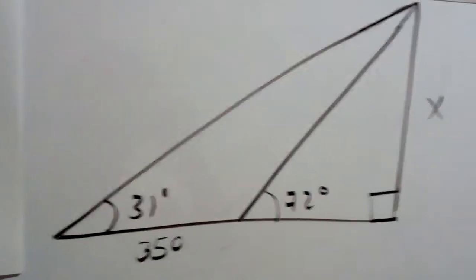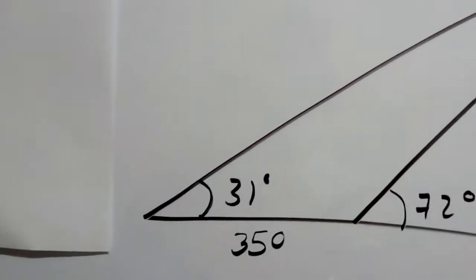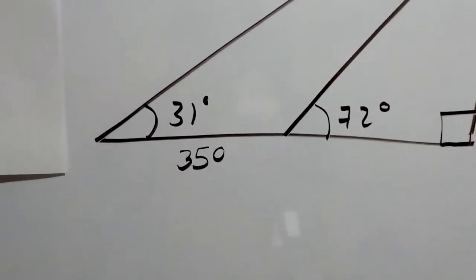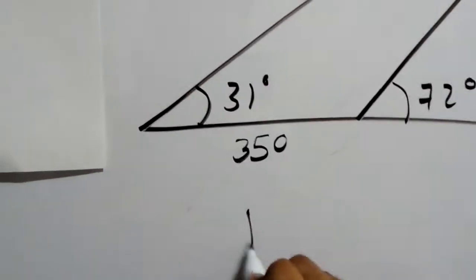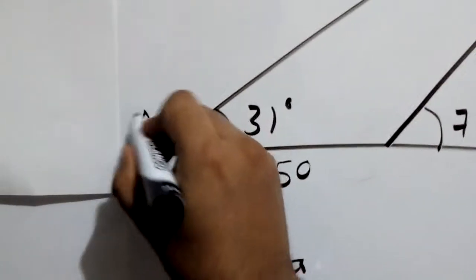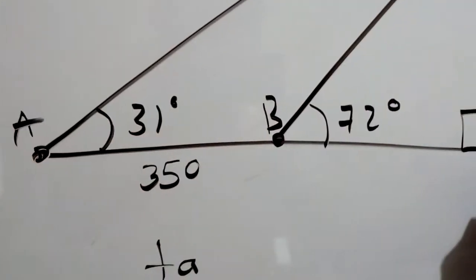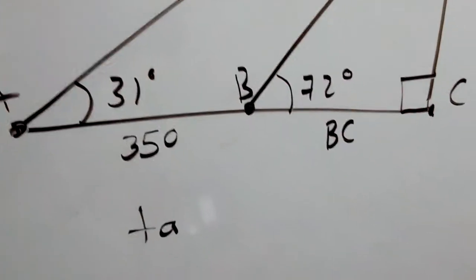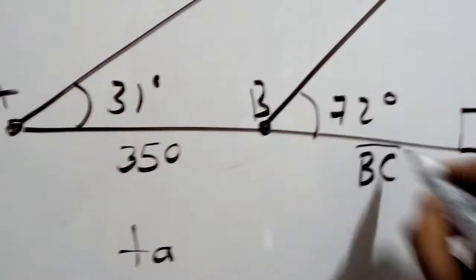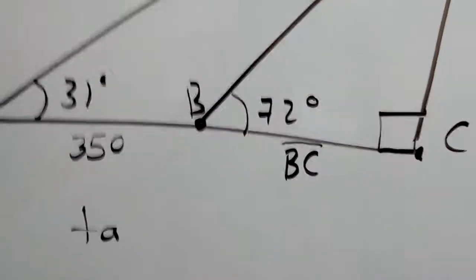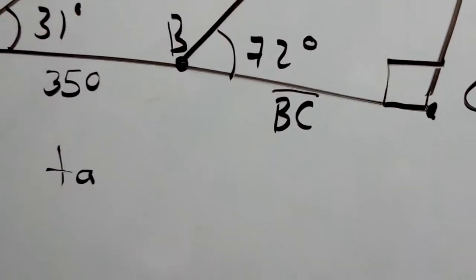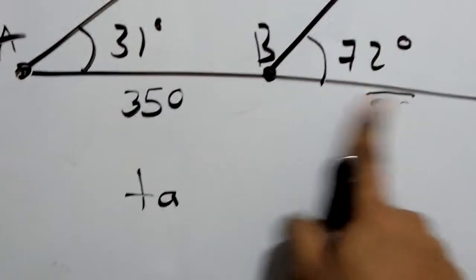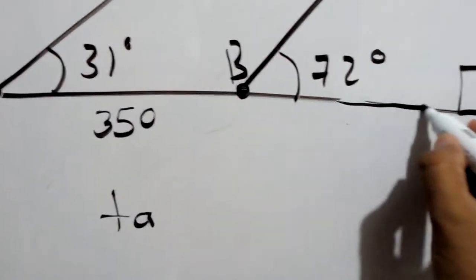This is the triangle we made. It's 350 and this side is x. And we have these two equations, the tangent. This is A, this is B, this is C, and of course this is from B to C. Maybe if you are confused or you don't like to work with this BC notation, just put another name on it. Let's call it Y instead of BC.